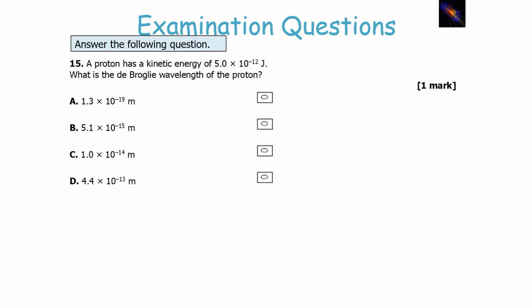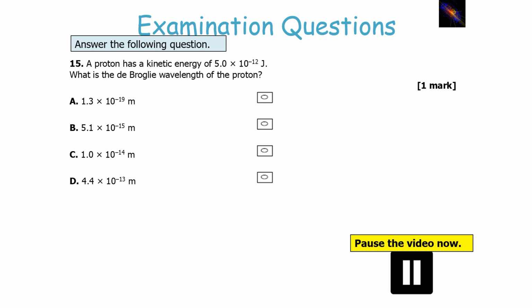Next question. A proton has a kinetic energy of 5 times 10 to the minus 12 joules. What's the de Broglie wavelength of the proton? So pause the video now, then unpause the video when you want to go through your answer.